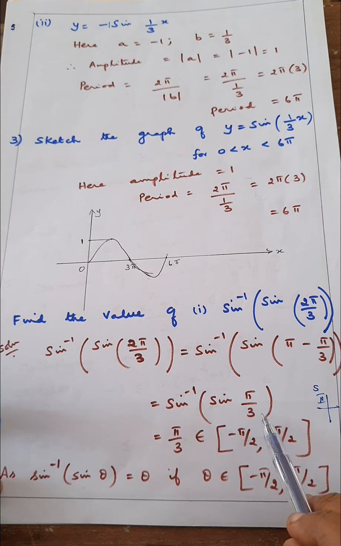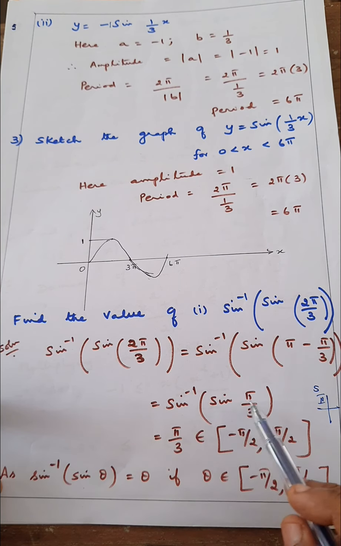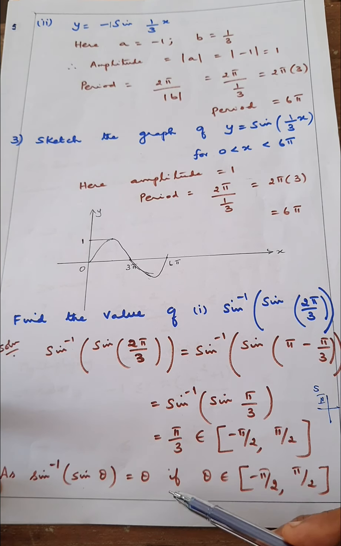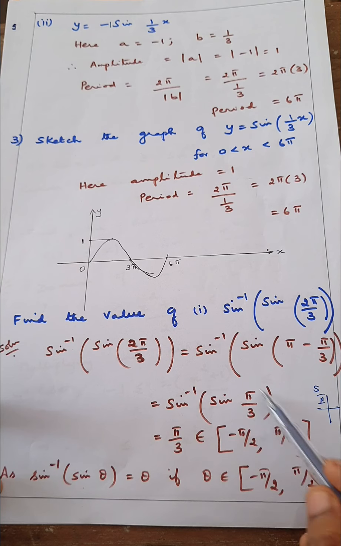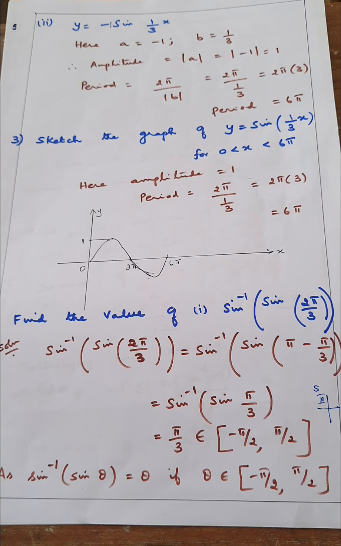Now sine inverse of sine pi by 3. Now pi by 3 is in the interval minus pi by 2 to plus pi by 2. Is it not? Pi by 3 is 60, so between minus 90 and plus 90, your 60 degrees will lie. So therefore, you can apply the formula: sine inverse of sine theta is equal to theta. In the place of theta, what do you have? Pi by 3. So that will be equal to pi by 3. Therefore, the value of sine inverse of sine 2 pi by 3 is equal to pi by 3, which belongs to the closed interval minus pi by 2 to plus pi by 2. Is that okay?